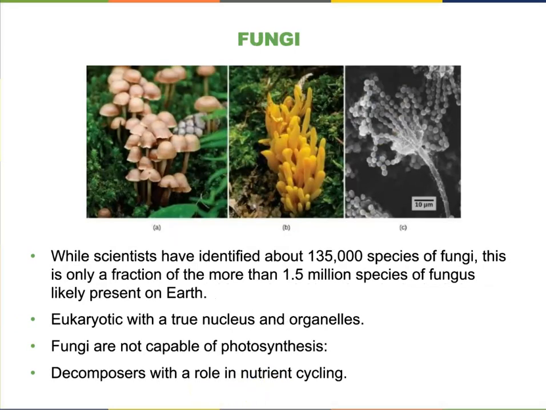As we mentioned previously, protists are microlife under the eukaryotes. Another microlife under the eukaryotes is fungi. While scientists have identified about 135,000 species of fungi, this is only a fraction of the more than 1.5 million species of fungi present on Earth. Fungi are eukaryotes with a true nucleus and organelles. Fungi are not capable of photosynthesis. Fungi play an important role as decomposers, helping with nutrient cycling.